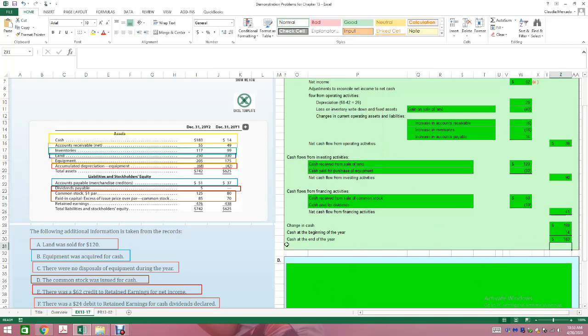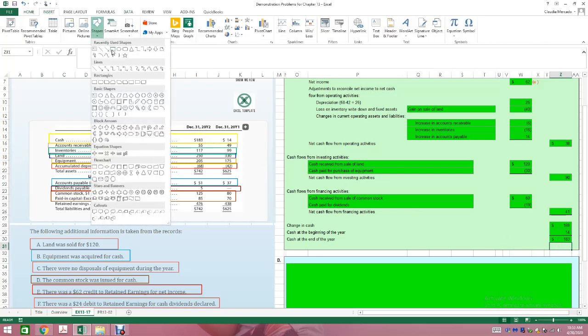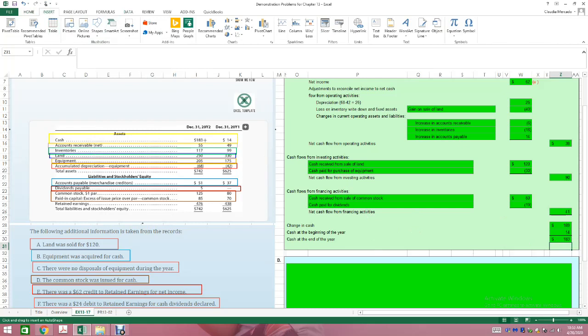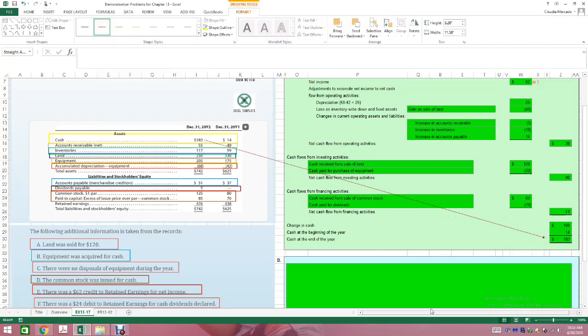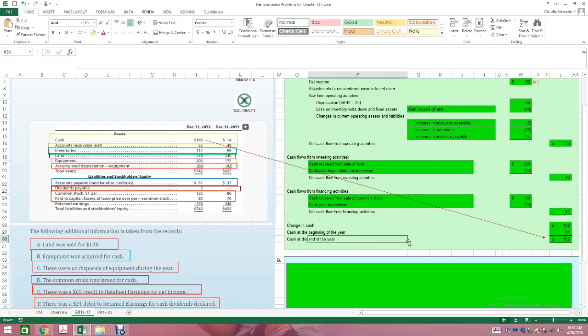Once you plug in your cash at the beginning of the year, if these two numbers do not give you your cash at the end of the year, you made a mistake somewhere and you need to figure it out. Down here, you have to balance. Once you plug in your change in cash from your three sections, you add your beginning cash. Your cash at the end of the year needs to equal what you reported on your balance sheet right here. So that number needs to equal that number. If it does not equal, then you made a mistake somewhere and you need to fix it.